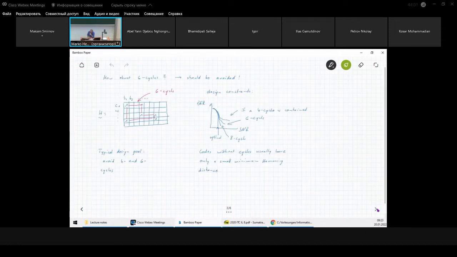Okay, so this is just as information, and here is one graph where we basically see how the bit error rate performance is limited if you have 4 or 6 cycles. So typically the design goal is to avoid the 4 or 6 cycles.